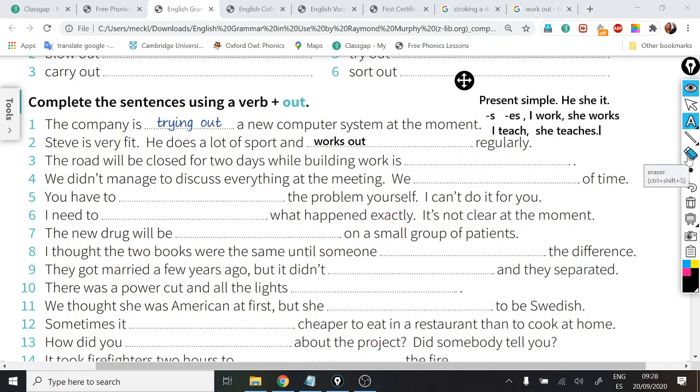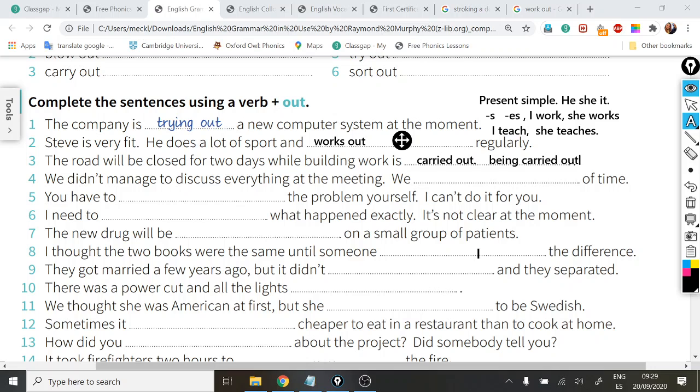Okay, dokie. Number three, the road will be closed for 2 days while building work is. So you could say this is the passive, as you can see. So you can use both passive present simple or passive present continuous. So basically, you could say this, but if you mean right now, you could also say this. So we need the present, so the verb to be in the present or in the present continuous plus past participle, yeah? So you can say the work is carried out.